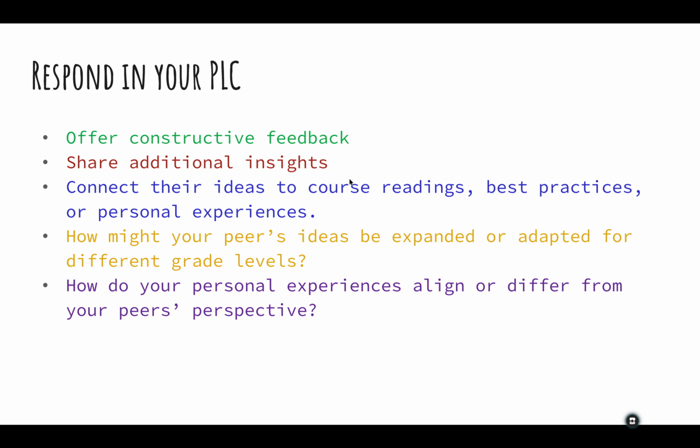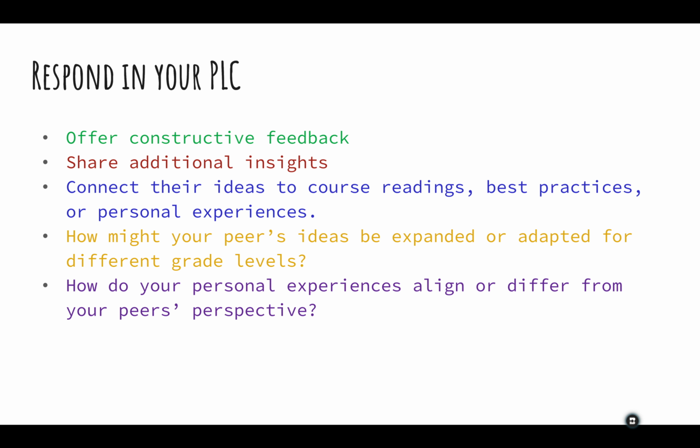And then when you reply to your peers, these are just some examples of what you can do. You can offer constructive feedback. You can share additional insights. You can connect ideas to course readings or best practices. You can give examples of how they can expand or adapt it for another grade level.